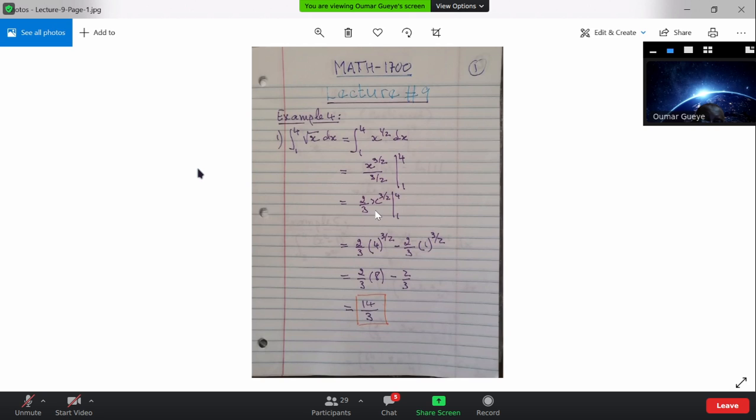And when I evaluate this function at 4, I get this first term, we substitute x by 4, minus its value at 1, as the FTC says. So we'll get just 2 by 3 and 1 to the power 3 by 2. And keep in mind here, 4 to the power 3 by 2 means root of 4 to the power 3. That's why we got 8 here. And after calculation, you will get 14 by 3. And this is the definite integral of this function on the interval 1, 4.